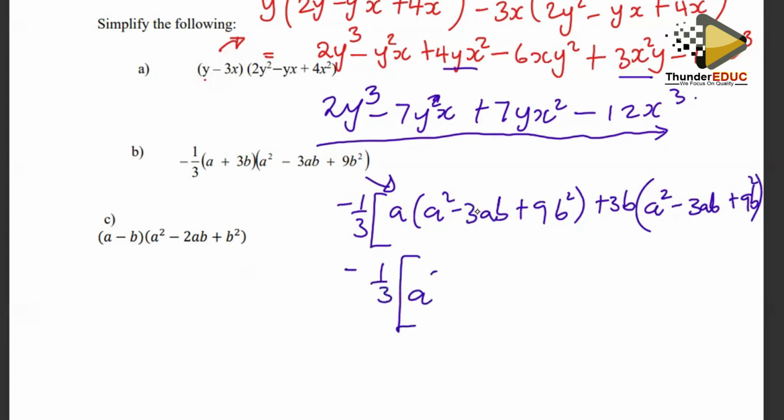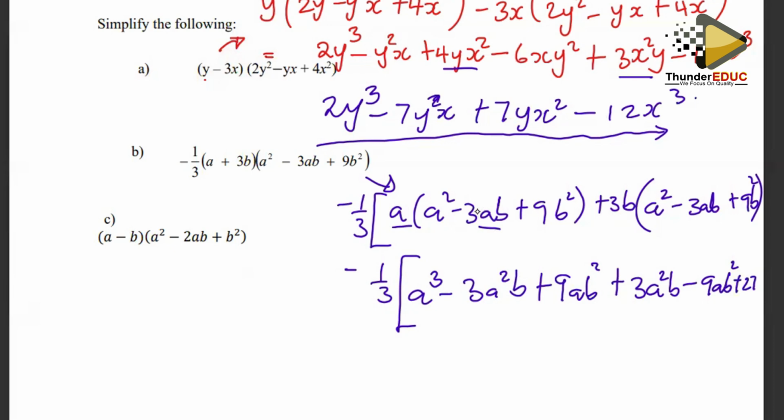Open that up, it's a cubed minus 3a squared b, because this a is multiplied by that. And then plus a, and that is going to be 9ab squared. Plus, then the 3b multiplied by that, I'll get 3a squared b. This and that's going to be minus 9ab squared. This and that's going to give us 27b cubed.